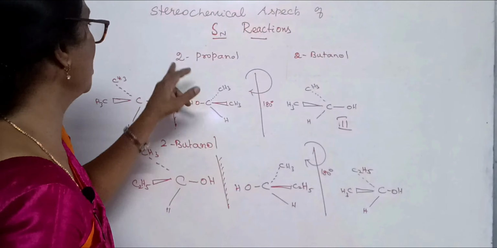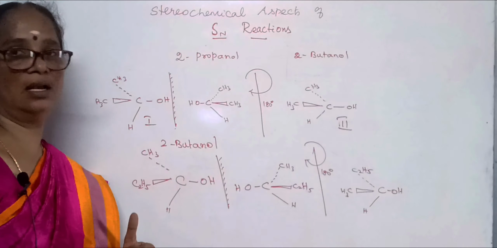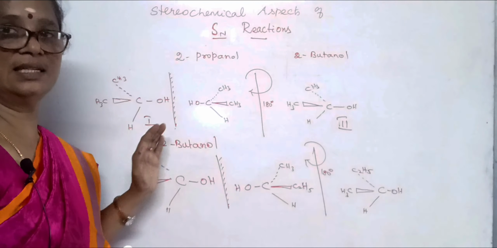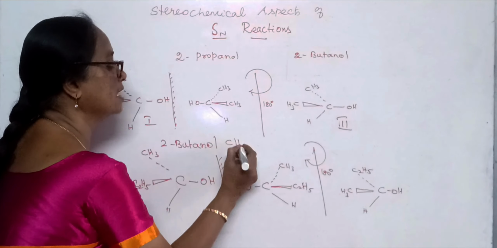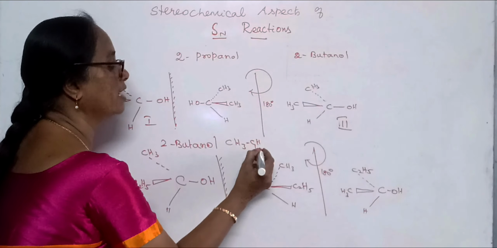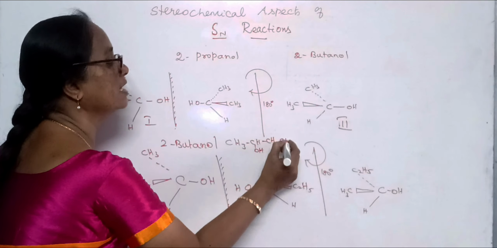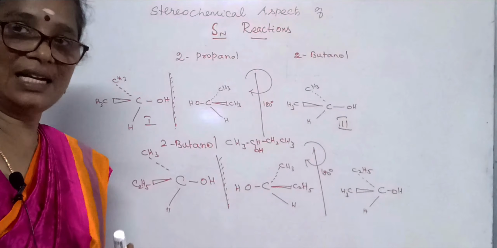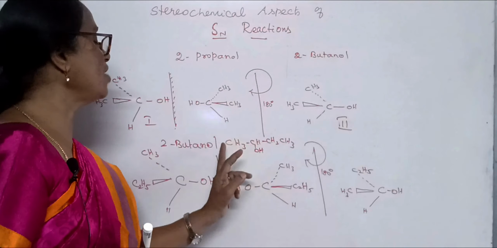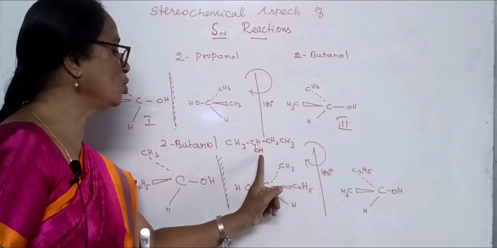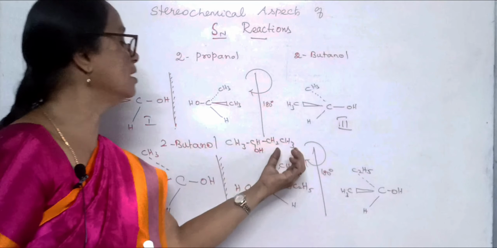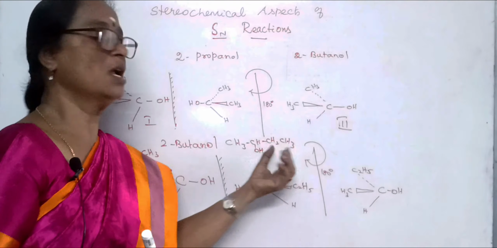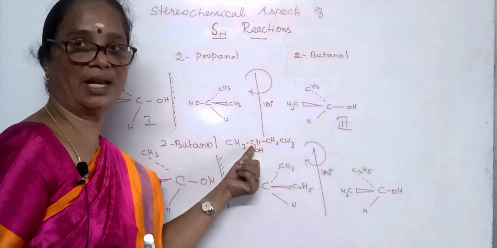Let us take one more example, 2-butanol. 2-butanol: CH3, CHOH, CH2, CH3. So I can write CH3, CHOH, CH2, CH3. It has 4 carbon atoms. One of the groups is a methyl group, another is a hydroxyl OH group, the third is hydrogen, and the fourth group is an ethyl group. So this carbon is an asymmetric carbon.